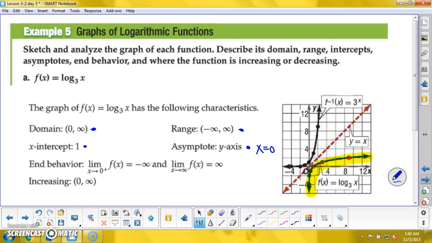End behavior, as you go really far to the right, it keeps increasing right here. Now, it doesn't keep going really far to the left. That's why you can see right here on the end behavior, they say as you approach 0 on the right, it goes down. Okay, we'll talk more about that in class. And then this function's an increasing function. It never goes down as you move left to right.